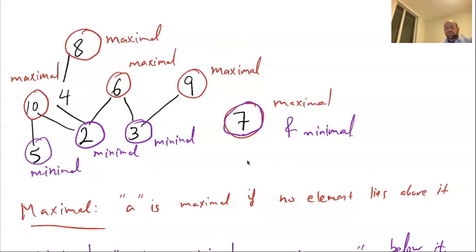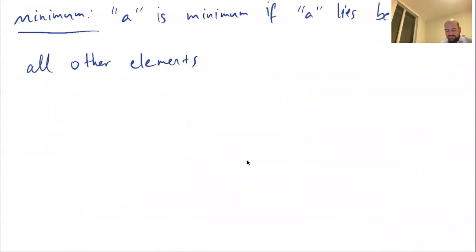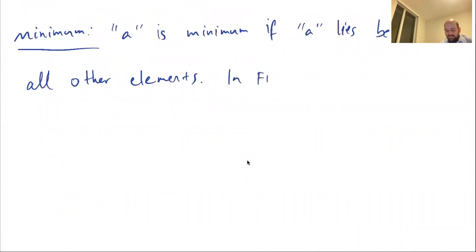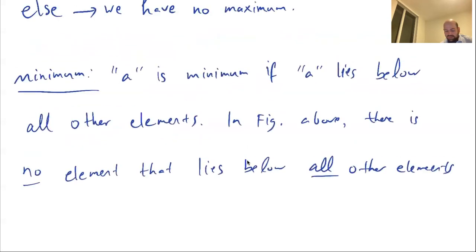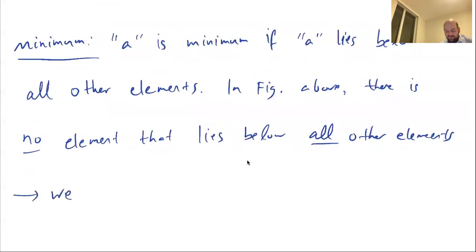9 is not below 6. 8 is not below anything. 7 is not below anything. So we don't have an element that lies below everything else, right? So again, I can say that in the figure above, there is no element that lies below all other elements. And that means we have no minimum either.